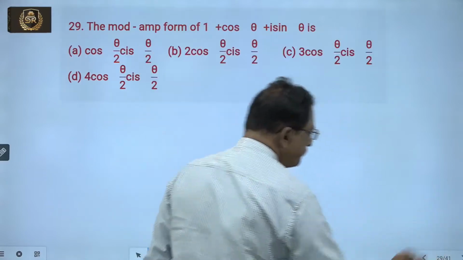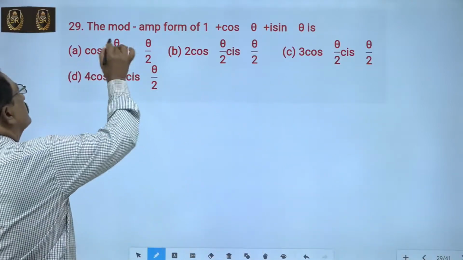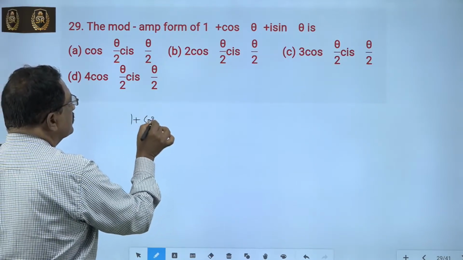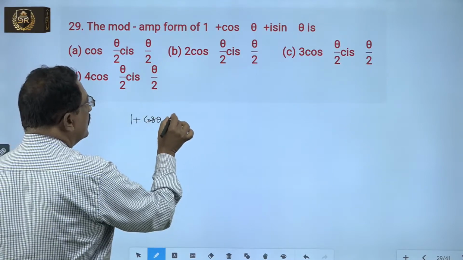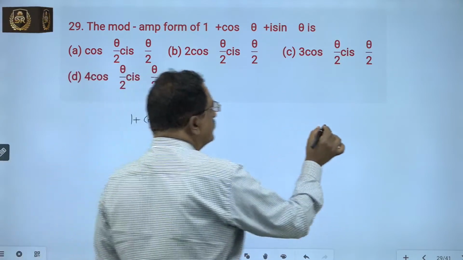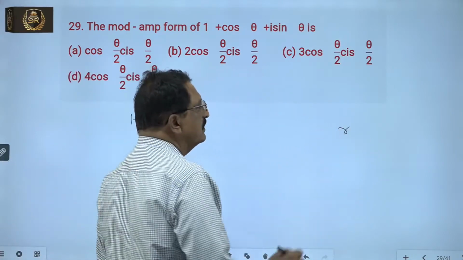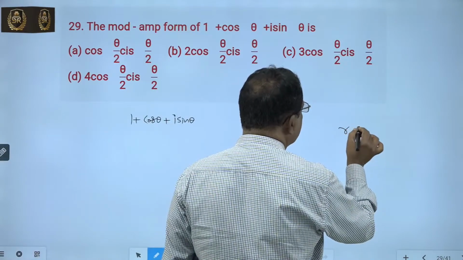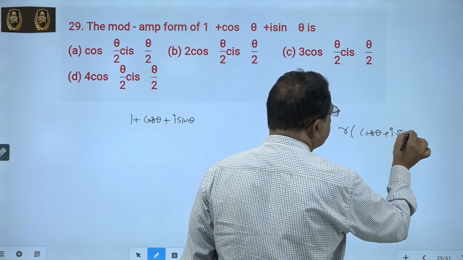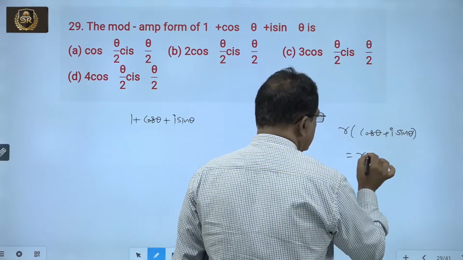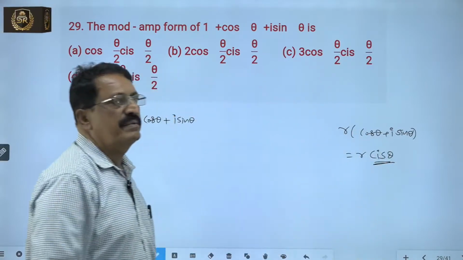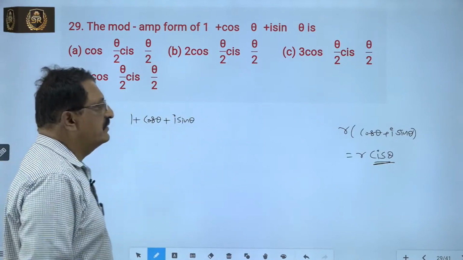Next, the mod amplitude form of 1 plus cos theta plus i sin theta is. Now the mod amplitude form, or mod argument form, of a complex number is r into cos theta plus i sin theta, or it is also written as r into cis theta. Here cis theta is nothing but cos theta plus i sin theta. This means we convert the equation into the form r into cis theta.